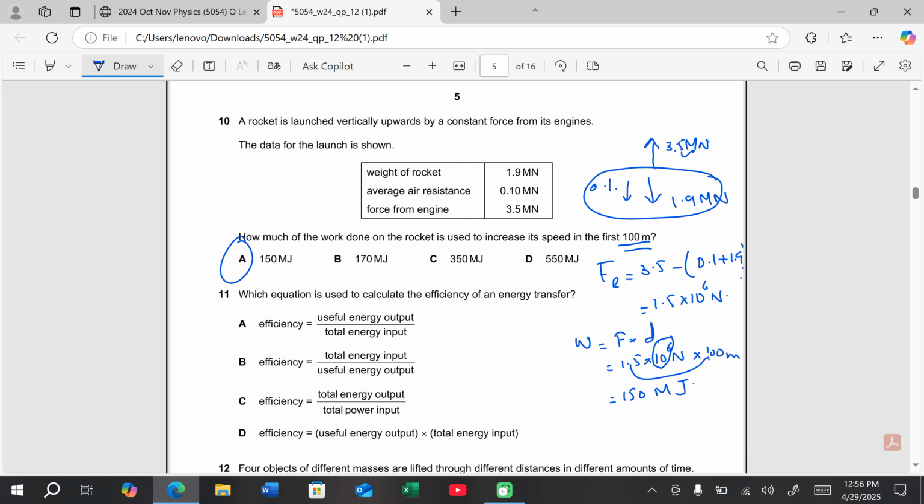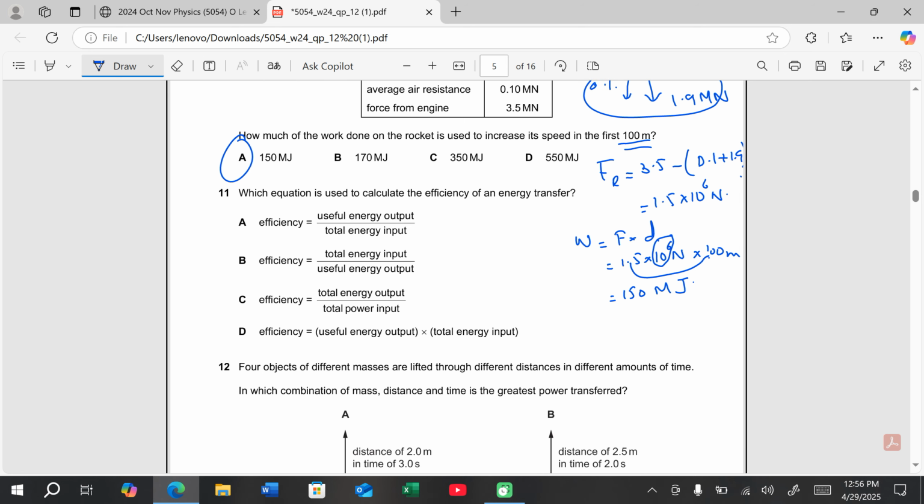So that's 10A. Let's move on to question number 11. He says which equation is used to calculate the efficiency of the energy transfer. In A it says useful energy output over total energy input. Yes, that's a correct answer. Let's see why the others are wrong.